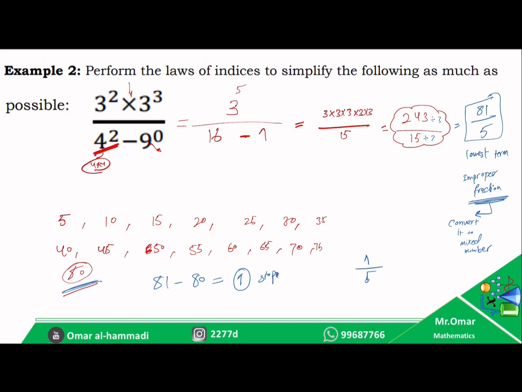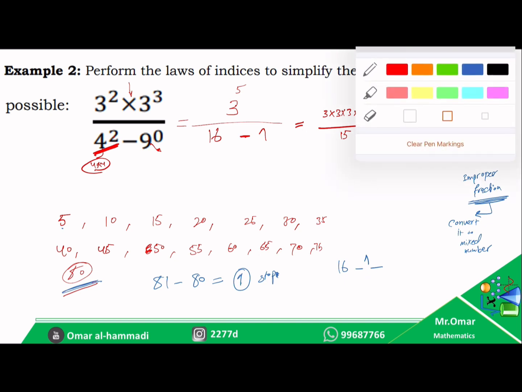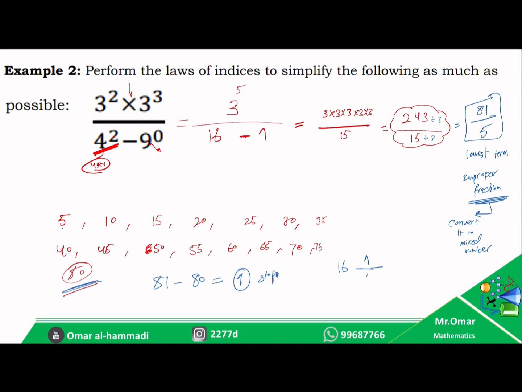And how many times did we count the multiples? 1, 2, 3, 4, 5, 6, 7, 8, 9, 10, 11, 12, 13, 14, 15, 16 times. So here we have to write only 16. Let me write it in a good way. So this is the result.